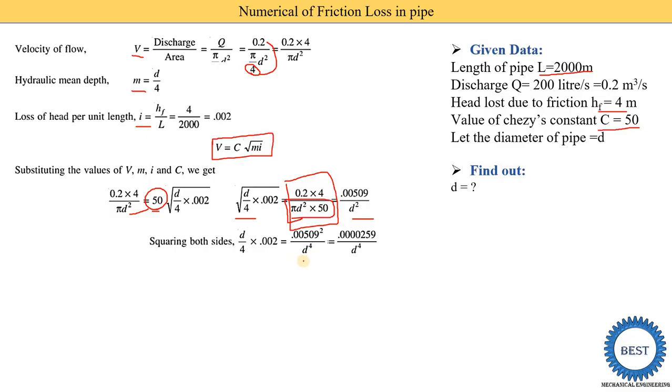So further we simplify this equation. We do the square of this value, 0.00509 square, which is 0.000259. Okay, so we get these answers. Now we have these steps. So further we simplify it.